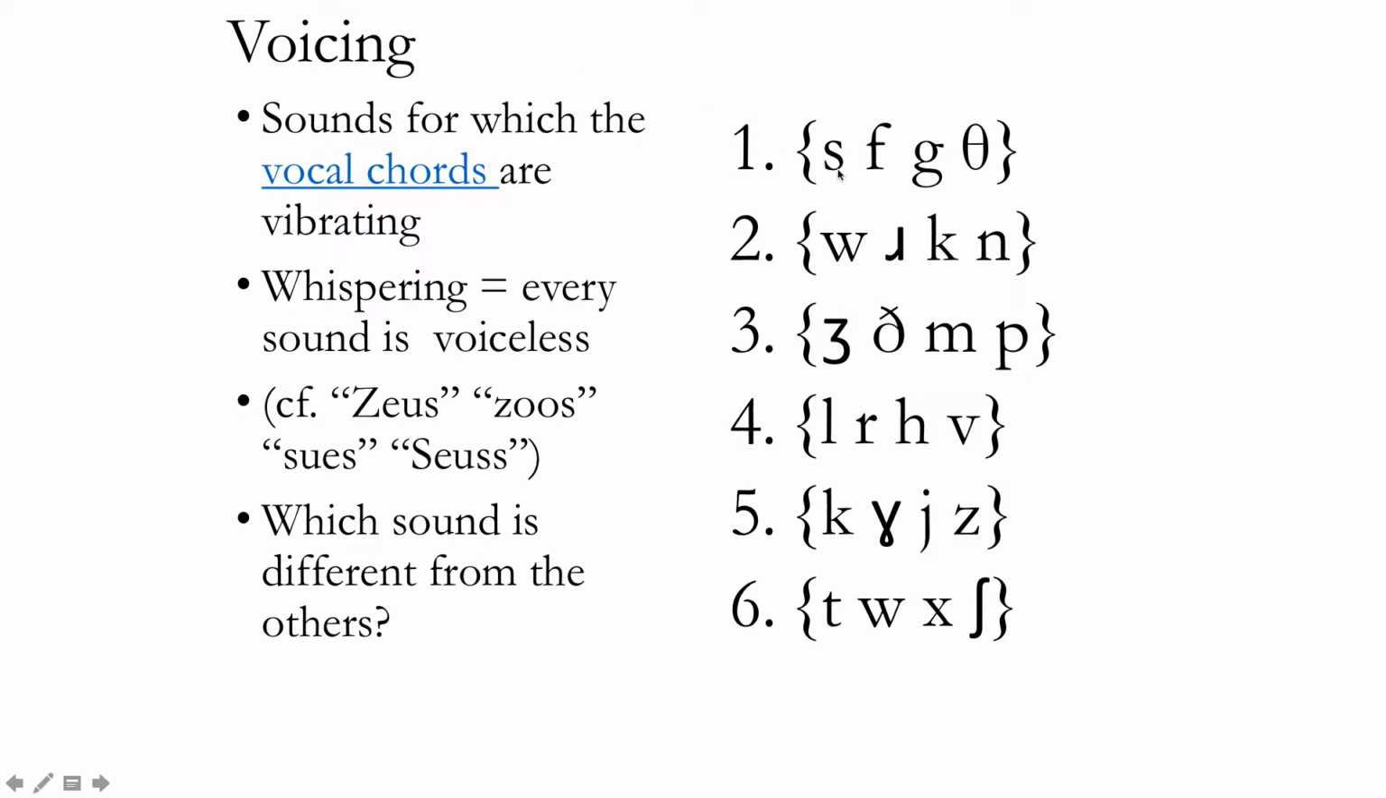So if we look at these groupings of sounds, s, f, g, th: s, f, th are voiceless. G is voiced, so that would be the odd one out. W, r, k, n: w, r, n are voiced. K is voiceless, that would be the odd one out. J, th, m, p: j, th, and m are voiced, p is not. L, r, h, v: l, r, v are voiced, h is not. K, r, y, z: r, y, z are voiced, k is not. T, w, h, sh: t, h, sh are voiceless, w is voiced. This is the odd one out.